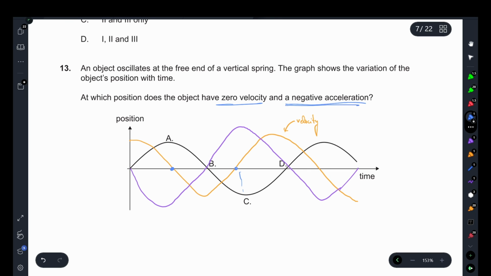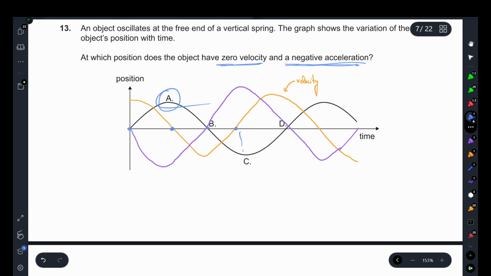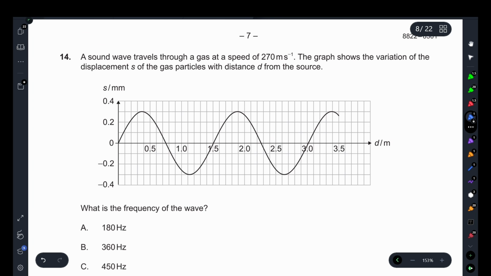Now, let's look at where it has a negative acceleration. This means that the purple graph must be below this line. The only points that are there are between here and here. And the point where both conditions are satisfied is point A. Question number 13, option A.